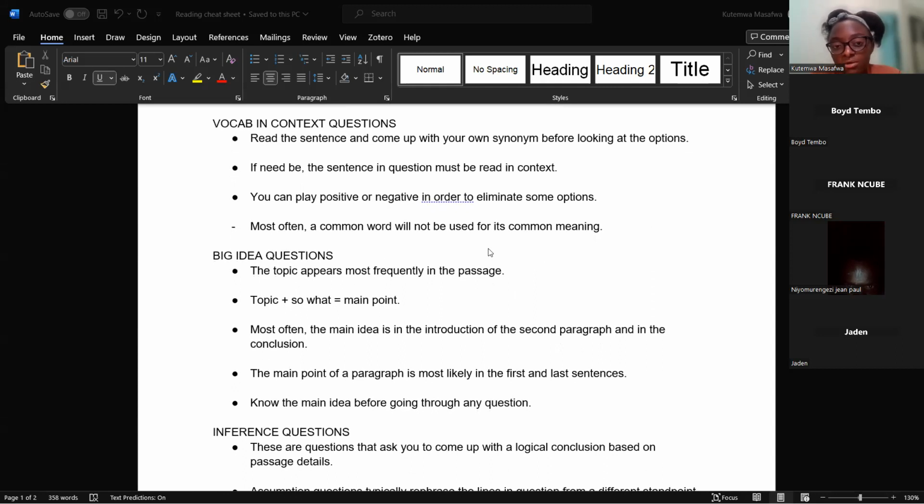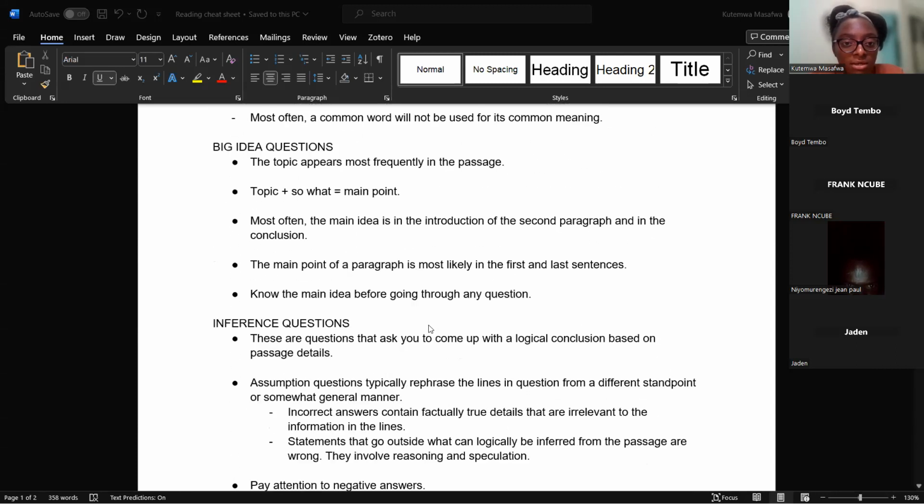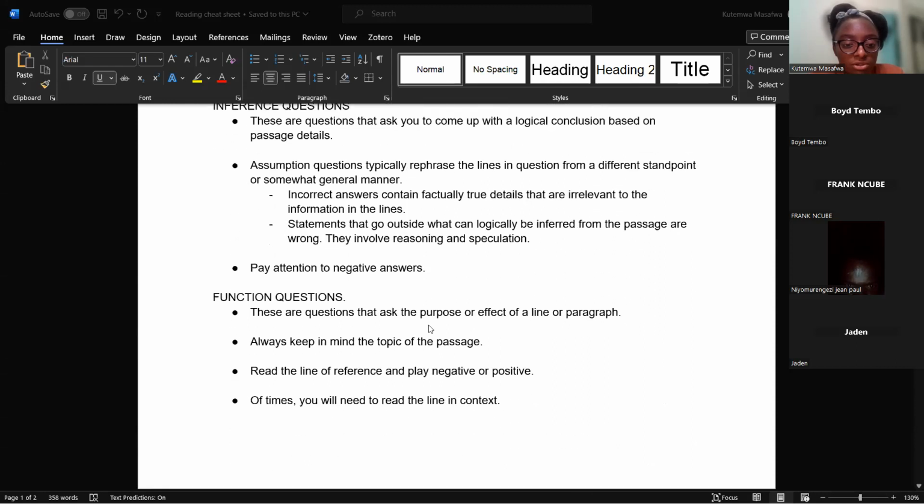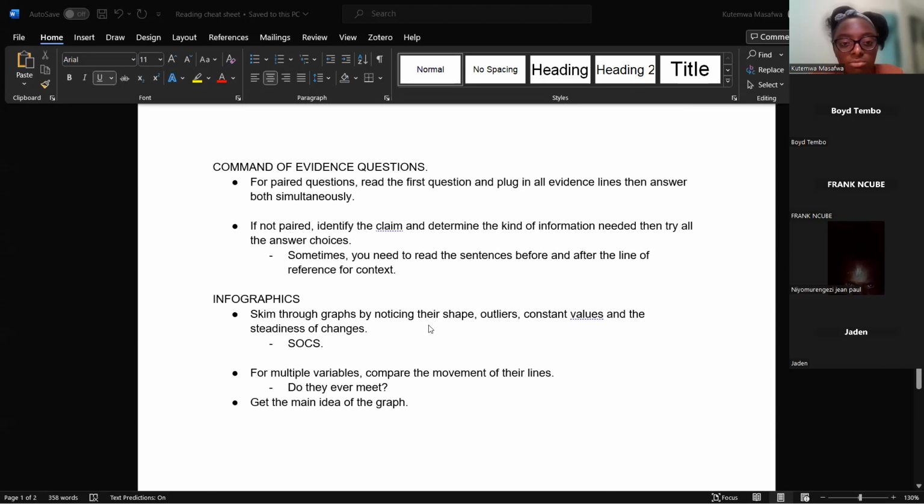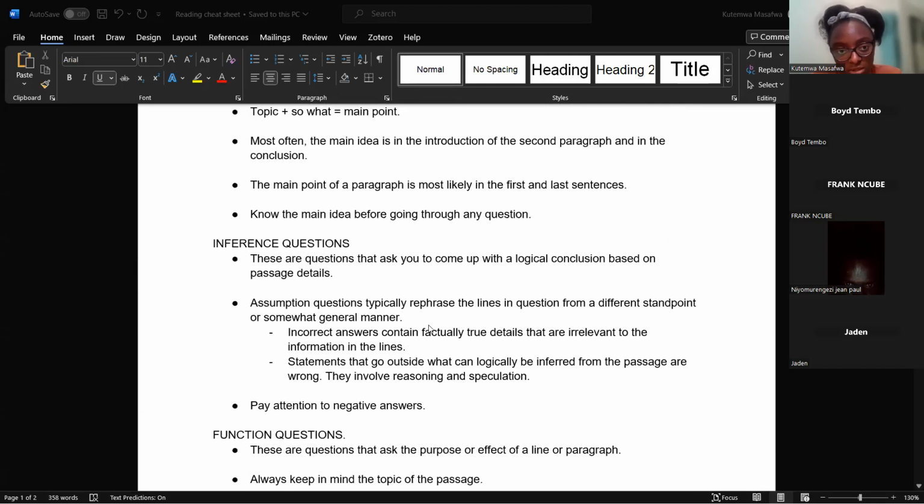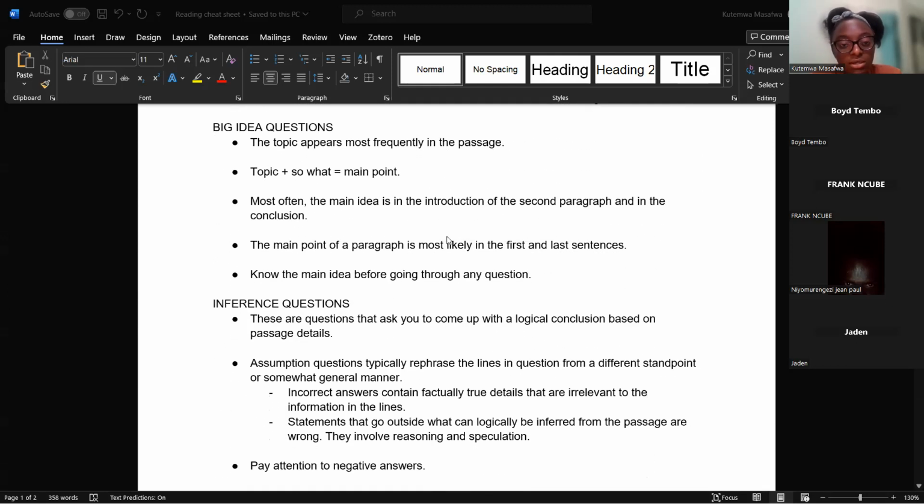A bunch of them are now irrelevant because the order has been switched. A bunch of things that were there are not there anymore. So you need to keep that in mind as you go through certain books. Like you need to skip some chapters because some of them are not tested anymore. But the major ones are the big idea questions, the inference questions, function questions, command of evidence, and a little bit of infographics. Those are the major questions that you're going to find on the SAT.